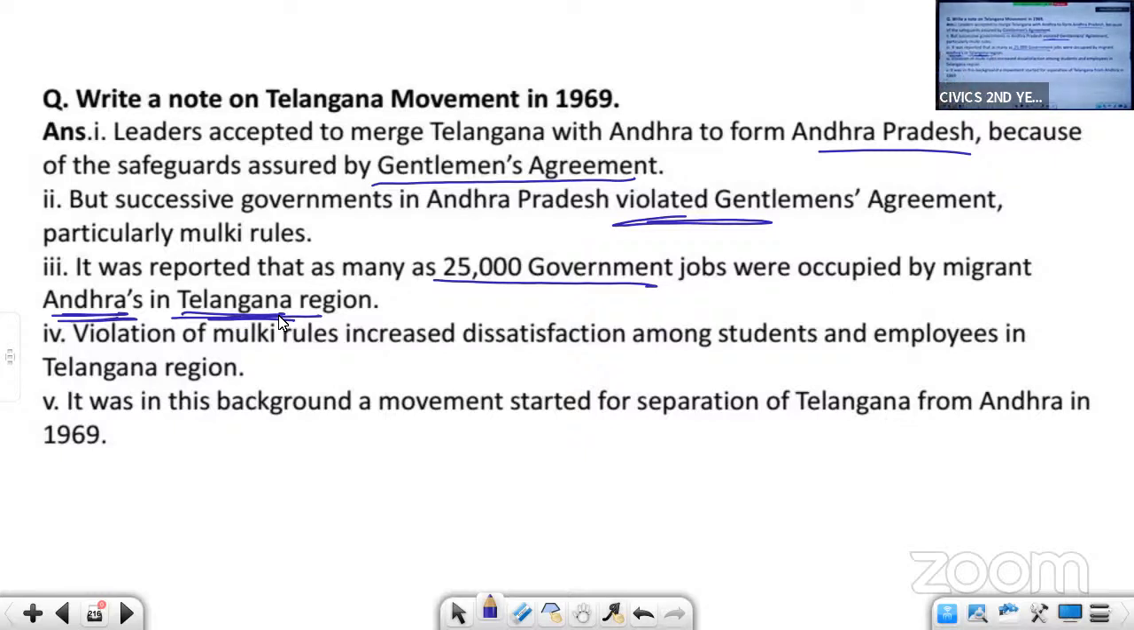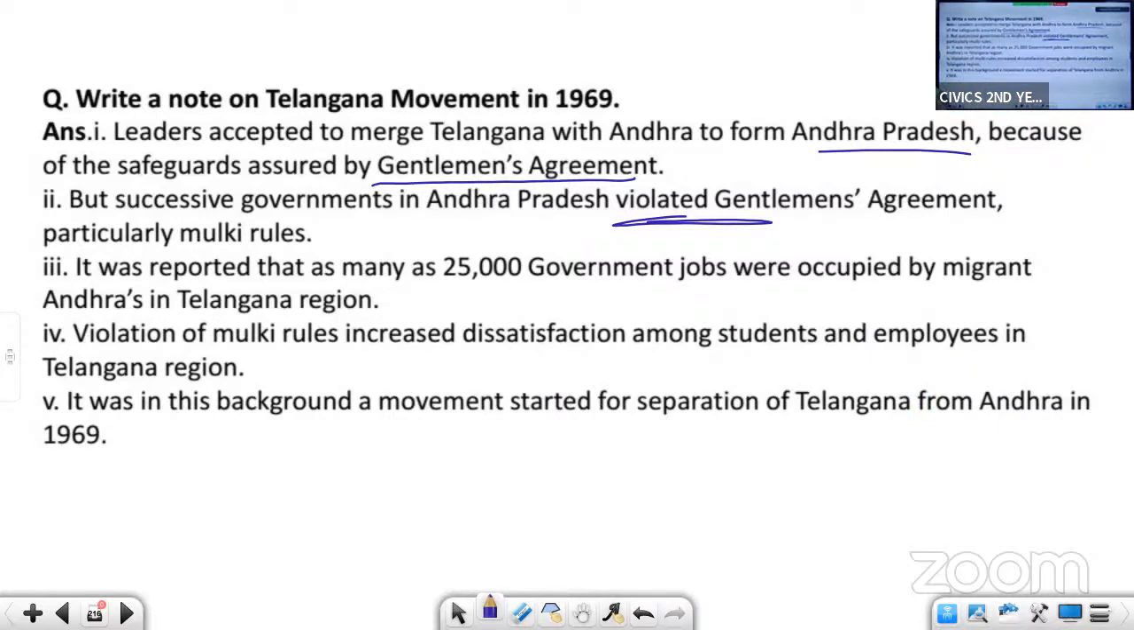But they reduced it to 4 years. So 25,000 government jobs were occupied by the people from Andhra. Violation of this Mulki rule increased dissatisfaction among the students and the employees. Naturally, this is natural. The rights of the people of Telangana were taken by the Andhra people. So people of the Telangana region were dissatisfied. It increased dissatisfaction among the students and the employees.